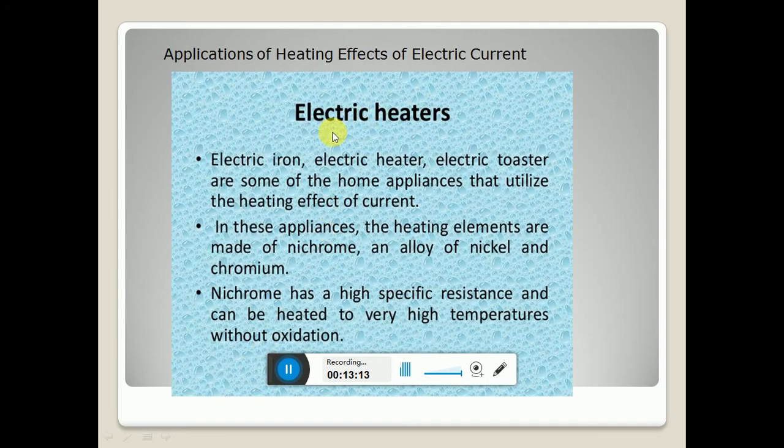So these are the applications of the heating effects of electric current. Already we studied about these applications in lower classes. An electrical iron, heater and a toaster work under this heating effect of current. Alloys like nichrome, nickel and chromium can be used as electrical heaters because they will produce large amount of heat energy with less amount of current. Nichrome has very high specific resistance, and even at very high temperatures it cannot oxidize.